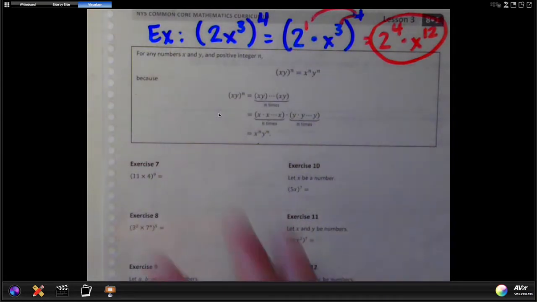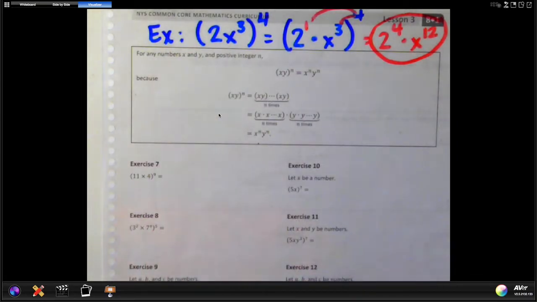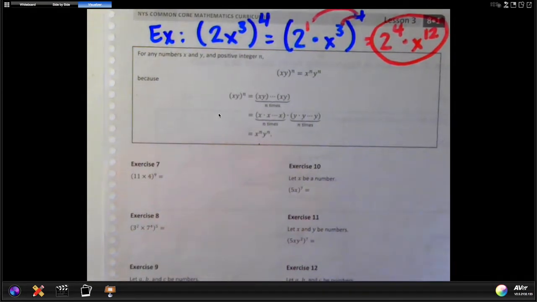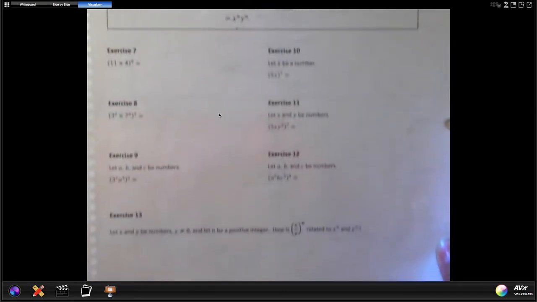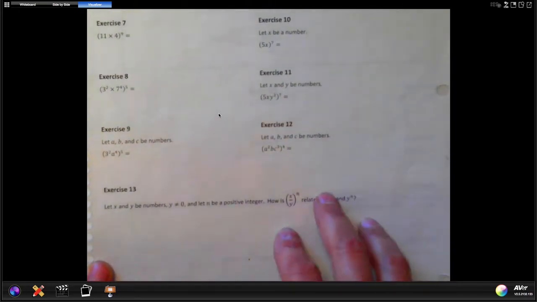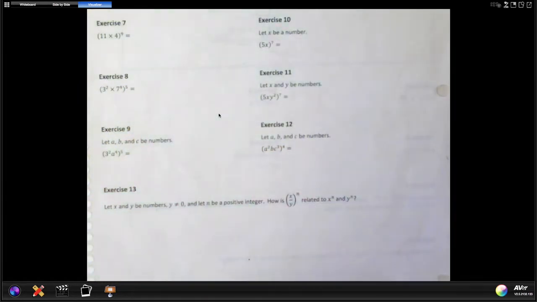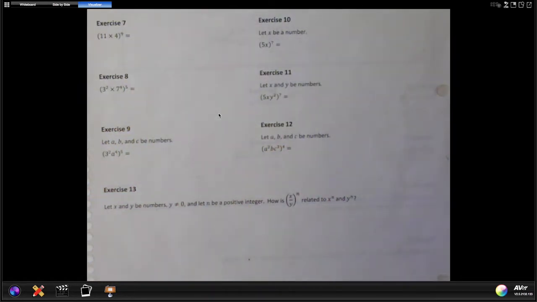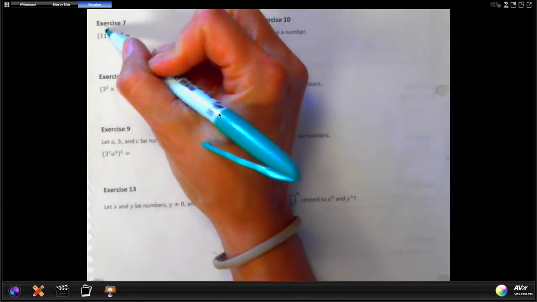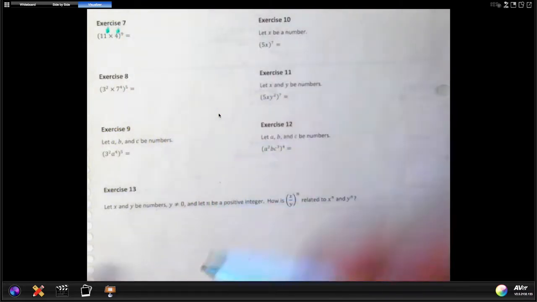And so as we go through this, you will see that it gets more difficult as we go, but we're going to use this concept all the way through. So if you slide down to exercise 7, let's talk about how everything looks here. So to begin with in here, they're really good about separating. So you have 11 times 4 to the 9th power. Remember, the 11 actually has a 1 on it, and so does the 4 has a 1 as well.